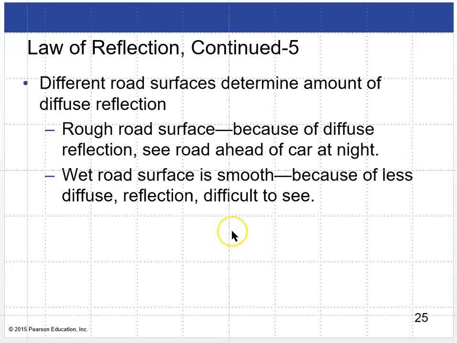Now, different road surfaces can determine the amount of diffuse reflection. A rough road surface has a lot of diffuse reflection, so you can see the road ahead of the car at night. A wet road surface is smooth, and because it's less diffuse, it can be difficult to see. It can also be very annoying when headlights glare off of it. So it's very hard to see. Not only should you slow down in wet conditions because the road becomes slippery, but you also can't see as well. So there's another good reason for slowing down in bad conditions.